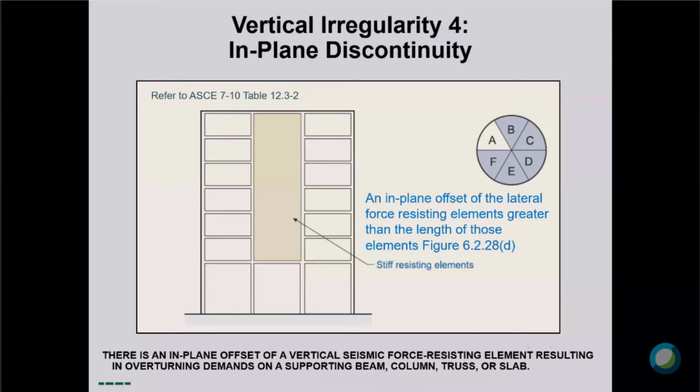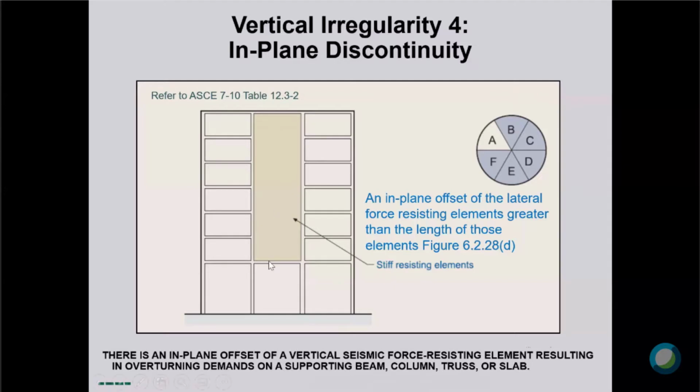Vertical type 4, in-plane discontinuity. This one is very important and quite common. There is an in-plane offset of a vertical seismic force resisting element resulting in overturning demands on a supporting beam, column, truss, or slab. That is ASC 705 definition. The definition in BNBC is different. It says an in-plane offset of the lateral force resisting elements greater than the length of those elements.